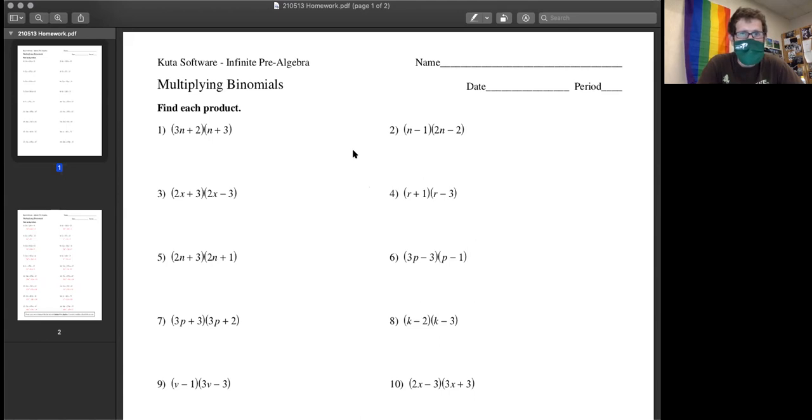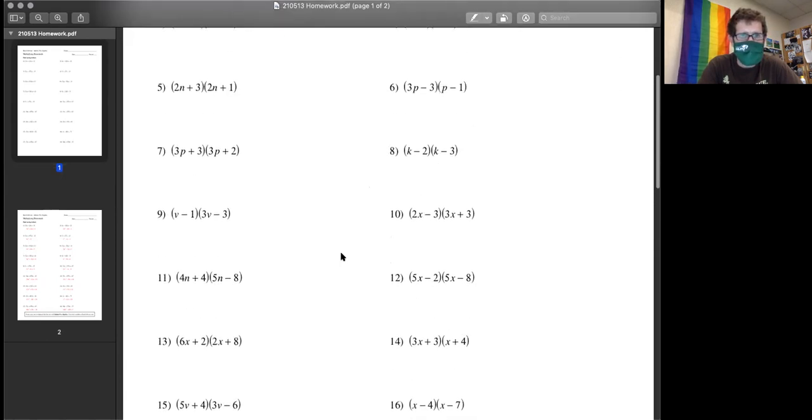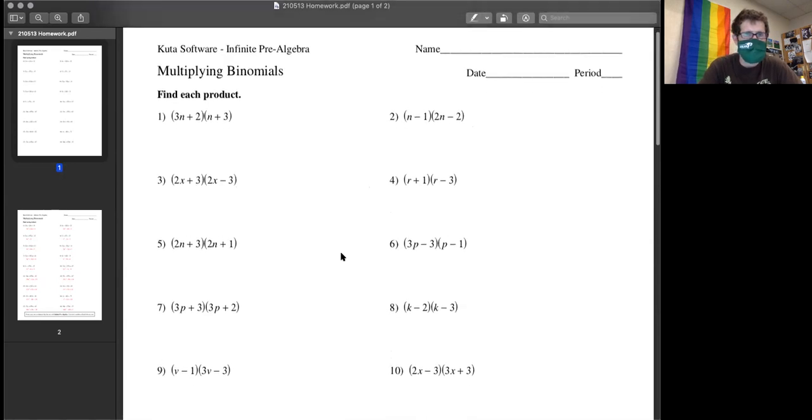So what we're going to do is we're going to start off today with multiplying binomials. And that's a very mathy way of saying we're just going to take an expression that looks like this, 3n plus 2, and multiply it by another one that has the same sort of setup. This is n plus 3. Notice there's a variable plus a number, a variable plus a number. And all of them have the same appearance to them, okay? Just with different numbers that we're multiplying.